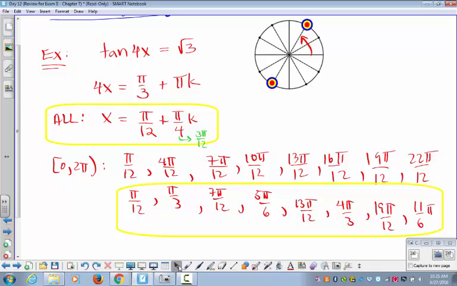So a couple of really important points. This is the first thing: we have to divide by that multiplier. The second important thing is that we have to distribute that division. And the third thing is that when we're looking at our 0 to 2 pi answers, we're going to have whatever the multiplier is multiplied by the number of solutions we see in the circle.